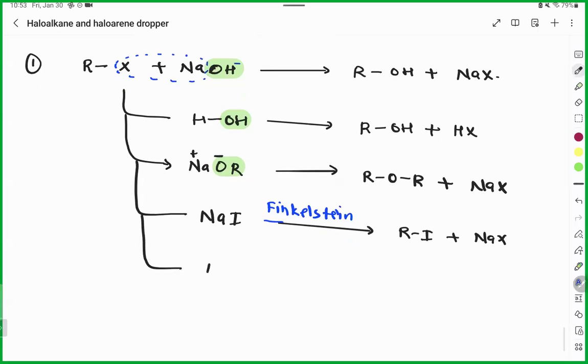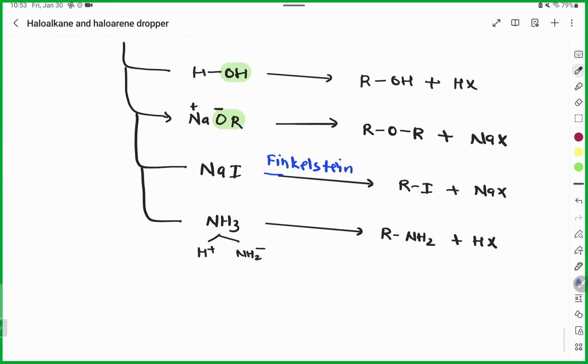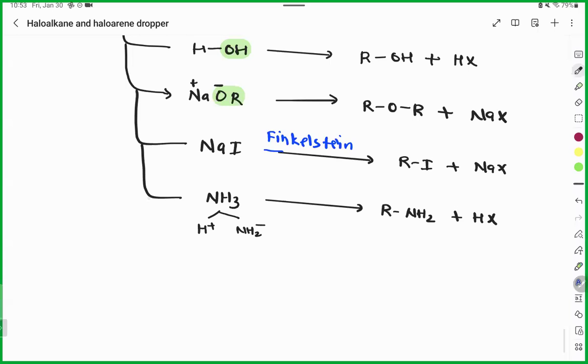Next, Sania, if it reacts with ammonia, what will be the product? Sir, will it be this? Does it make sense? Yes, sir. Tuhina, if it reacts with the amine, what will be the product?